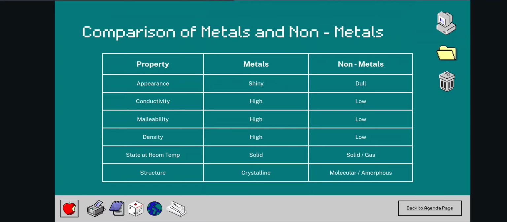It stays at room temp. Metal will be solid and non-metal can be solid or gas. Last is structure. Metal is crystalline and non-metal could be molecular or amorphous.